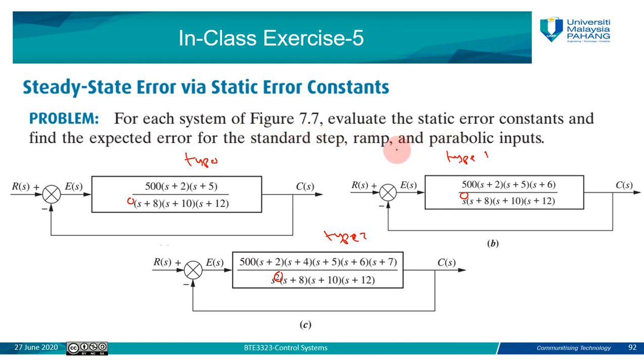So again, we want to test the three systems for different values of the input. The step function is 1 over s. Since it says standard, that means 1 over s, 1 over s squared, and 1 over s cubed. So we need to apply the three types of input to the three types of systems. For the first system, we apply the three inputs and find the value of ESS, the steady state error. The same is repeated for system type 1 and system type 2.